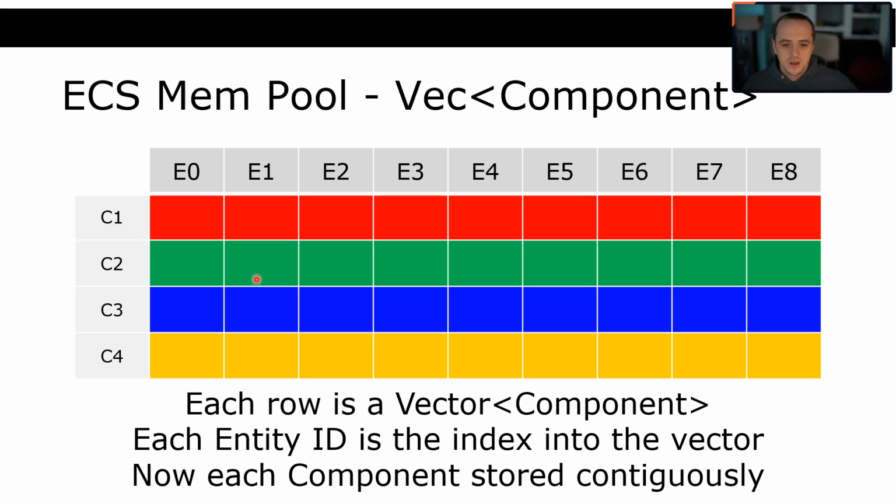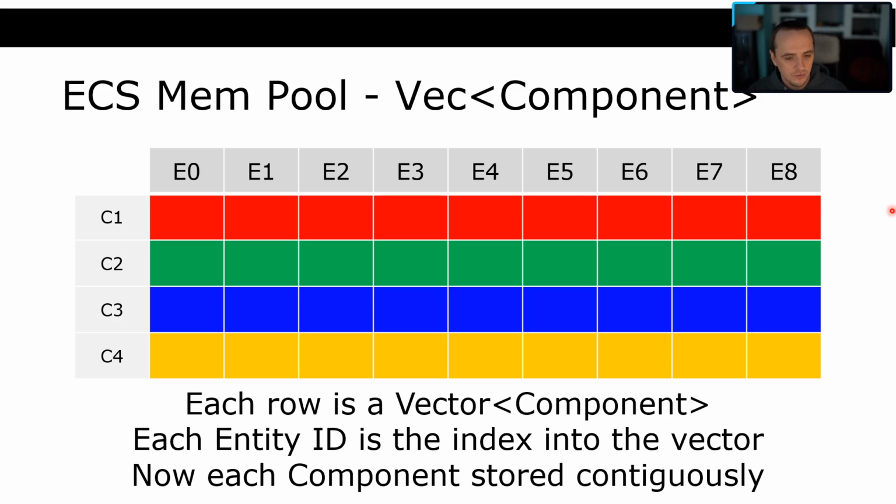Okay. So now what we have is, instead of a vector of entities in which the columns or entities are contiguous, each row is going to be a single vector of just that component type. So each row is a vector of component, whatever that component is, whether it's the transform or the lifespan or whatever. And so all of that component is now contiguous.